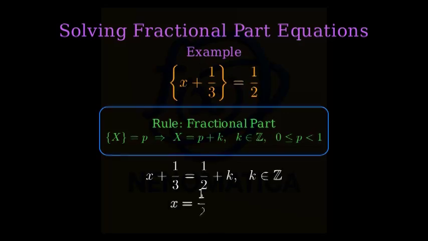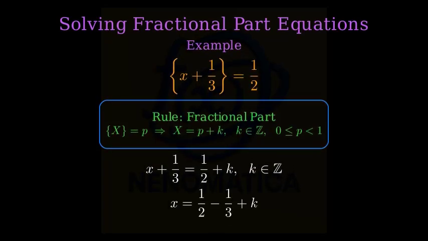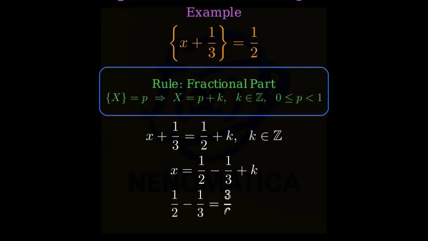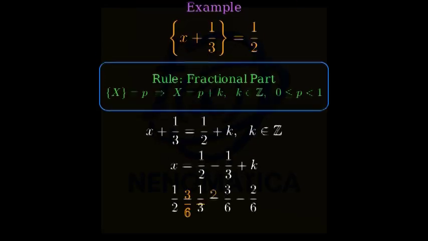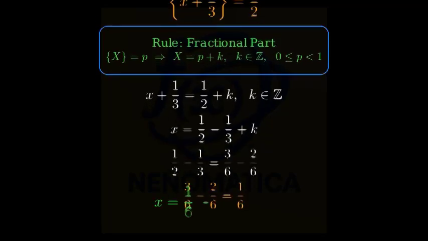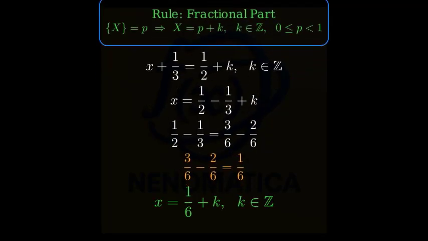Step 2. Isolate the variable x by subtracting 1/3 from both sides. Step 3. Use a common denominator to combine the fractions. 1/2 minus 1/3 equals 3/6 minus 2/6. That simplifies to 1/6. Therefore, x equals 1/6 plus K, where K is any integer.